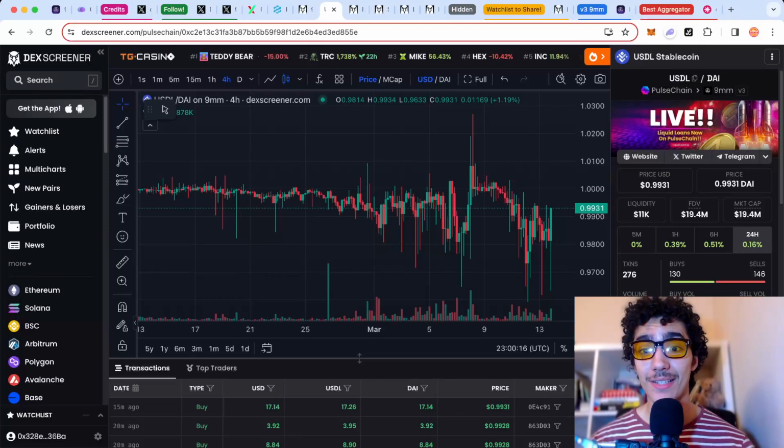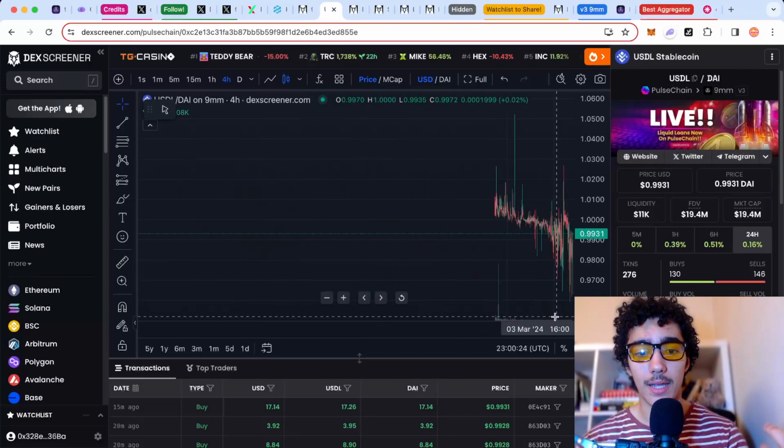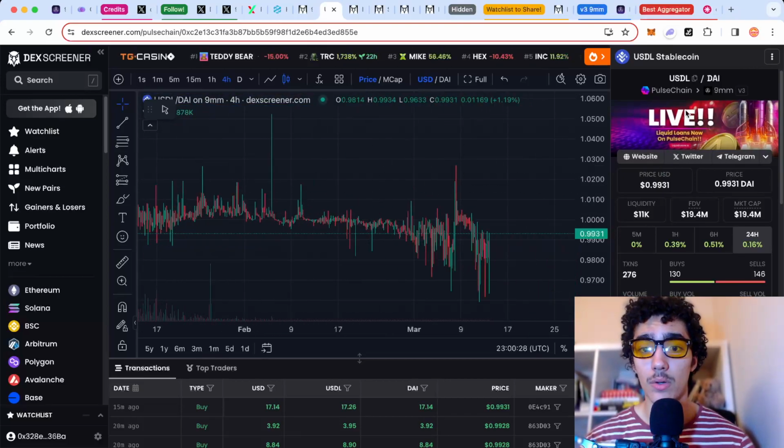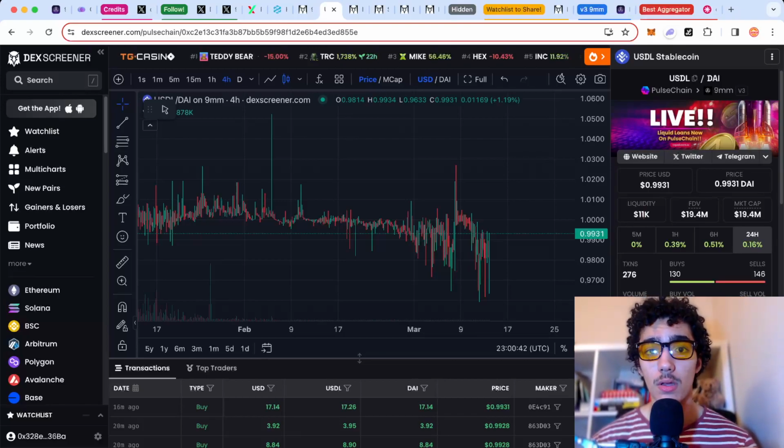If you guys want to enter into something that's very stable, because those are 2 stablecoins. USDL is pegged at $1, and it has a very good track record. USDL is backed by Liquid Loans, and then DAI from Ethereum, very stable. The reason I highlighted this is because look at this: 11K liquidity, 28K volume, a 2-to-1 ratio.